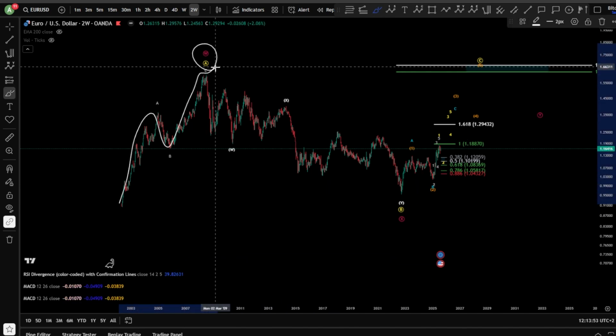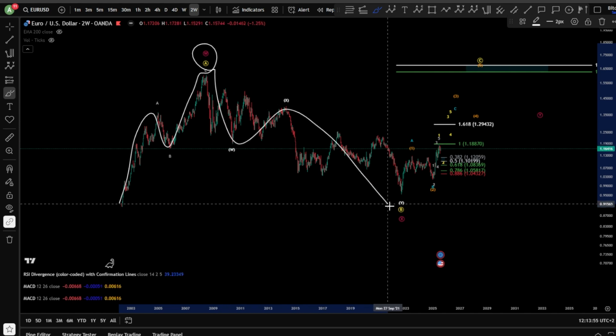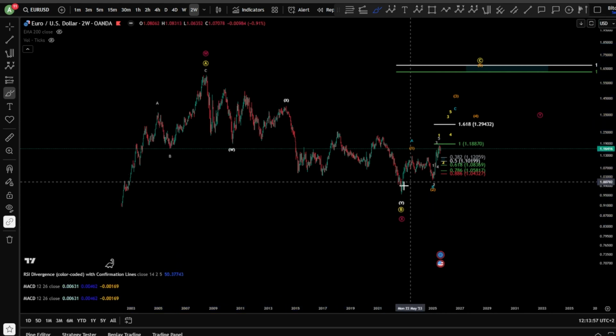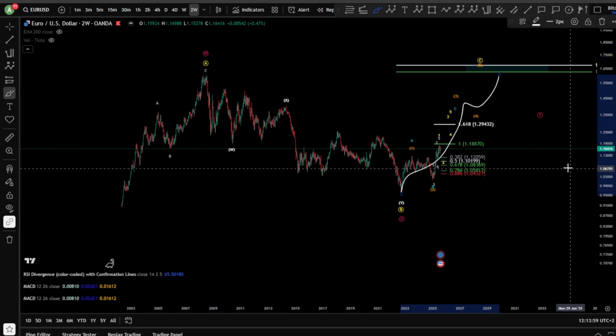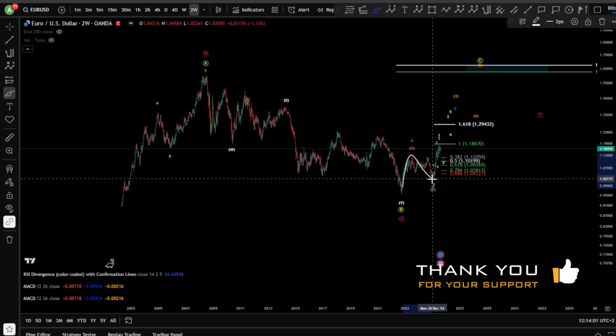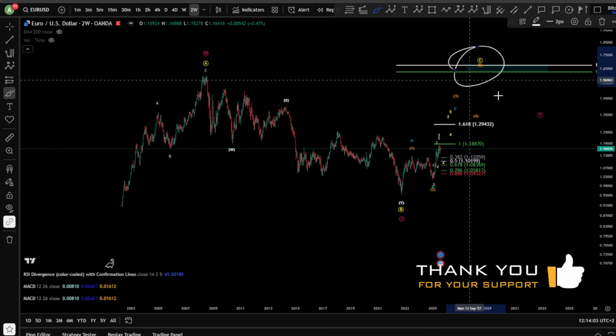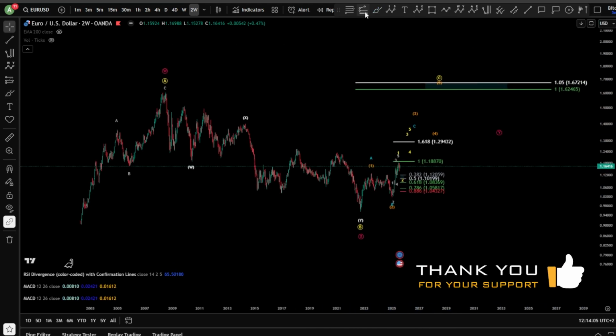where we have three waves up for a wave A or a wave W, WX and a Y for a wave B or an X, and we see, of course, continuation impulsively potentially toward the upside as a 1, 2, 3, 4, and a 5 to finish a wave C over there.